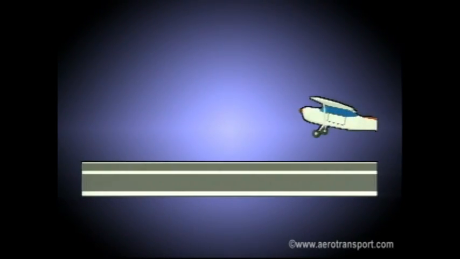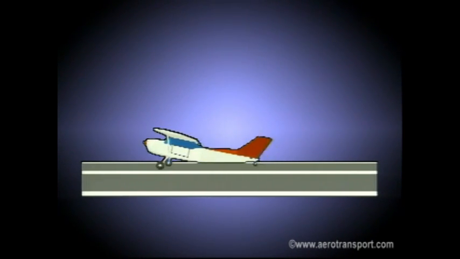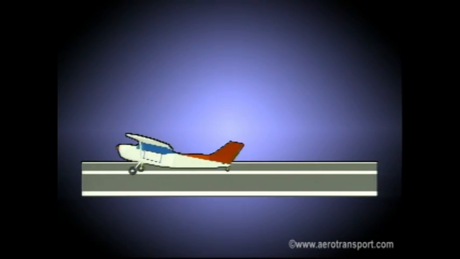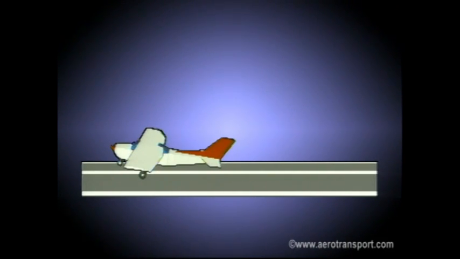If you are flying a tailwheel plane, the main landing gear and the tail wheel should touch the ground simultaneously. In a nose wheel aircraft, make sure contact with the runway is made with the main landing gear and there is no weight on the nose wheel.